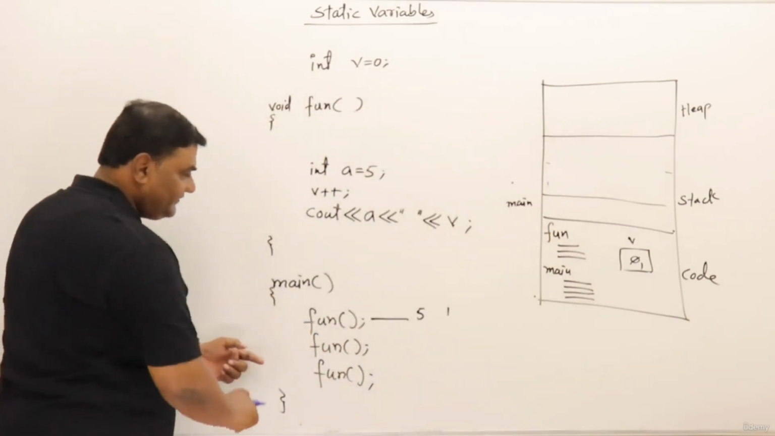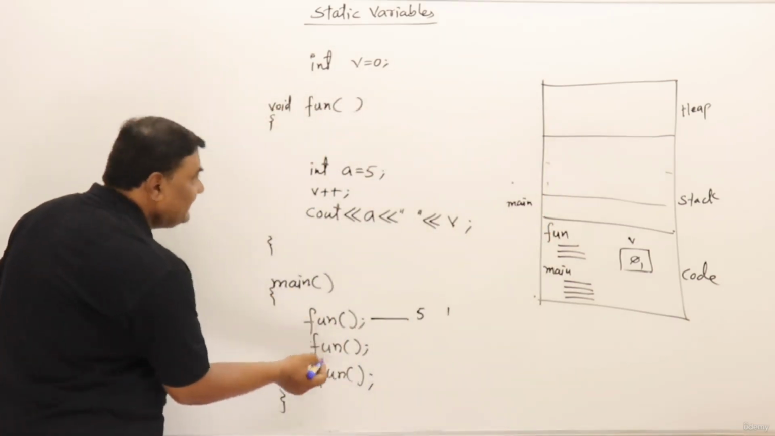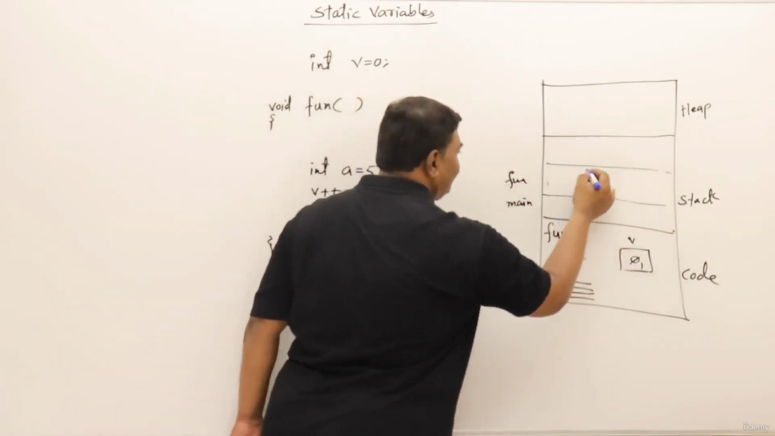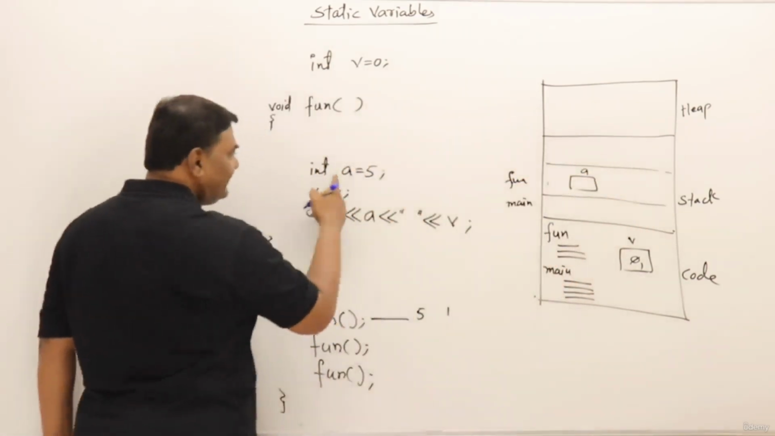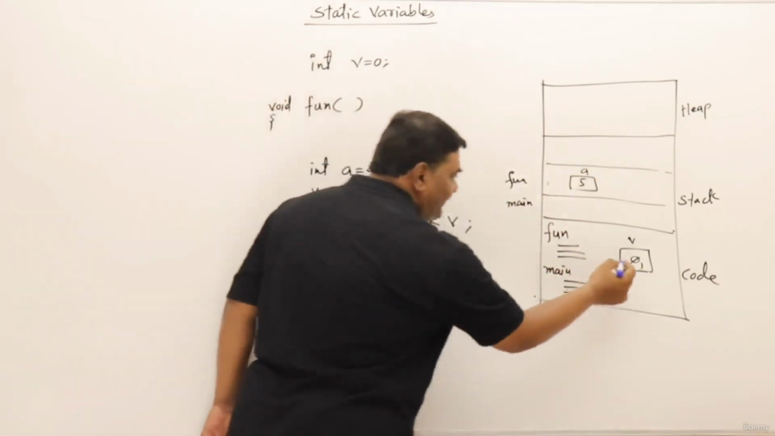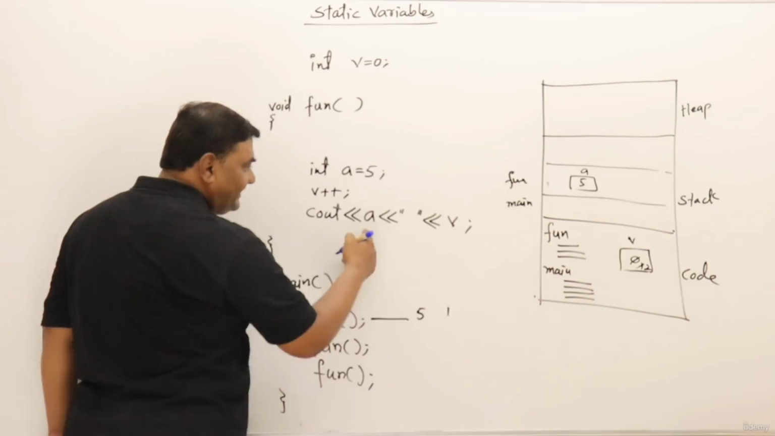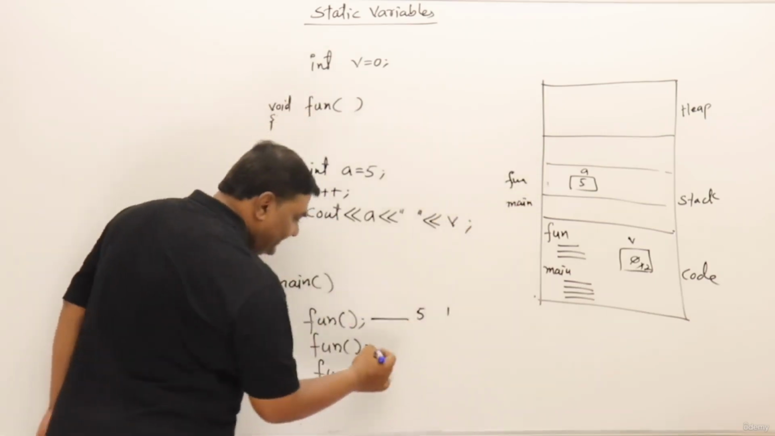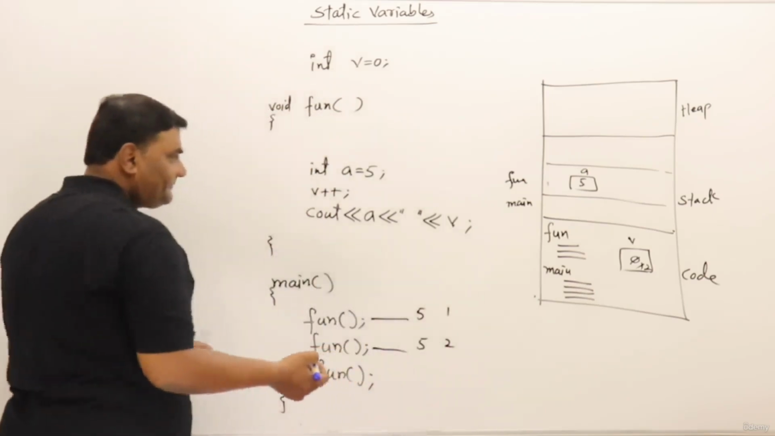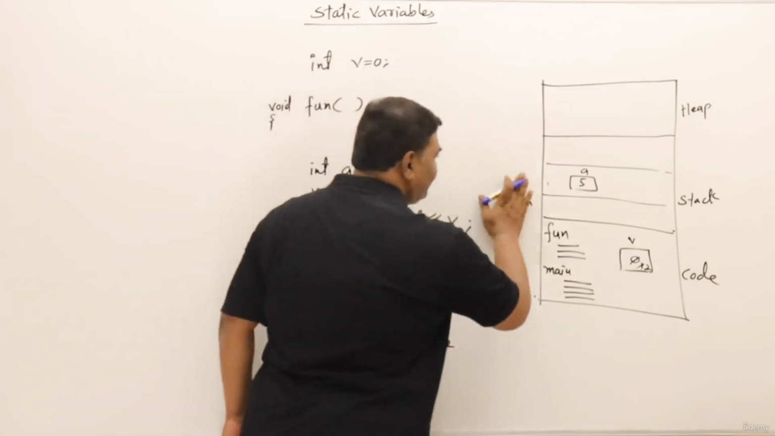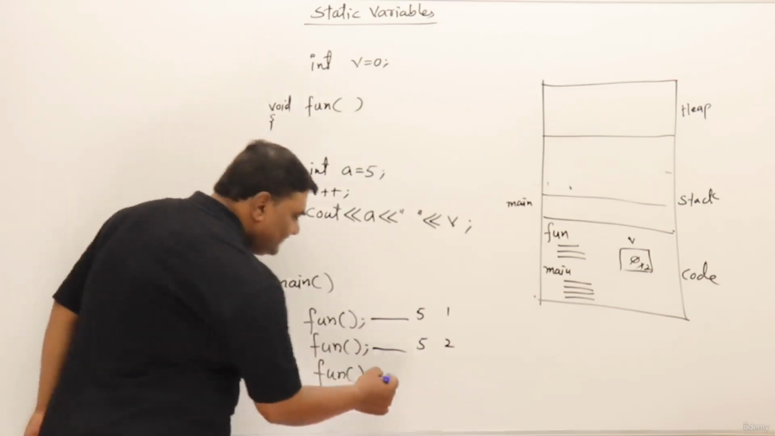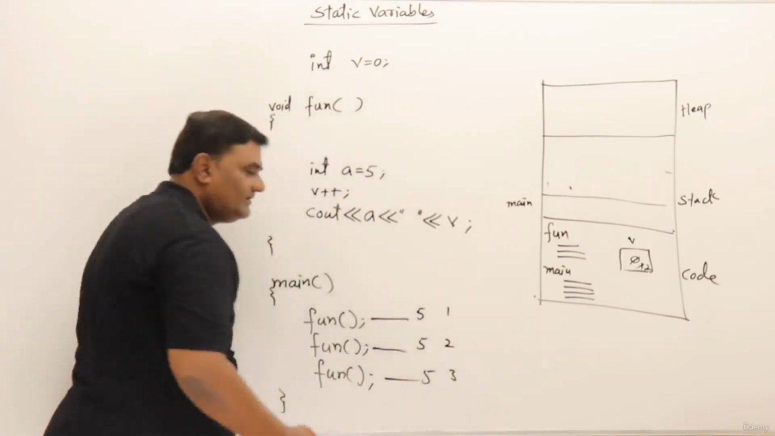Then it comes back to the main function. And what is the next line? Again the function call. The activation record is created, a is created with value 5. Then v++, v becomes 2, and print a, v. a is 5 only, and v is now 2, as it's a global variable. Once the function ends, again the activation record is deleted. Now when I call it again, 5, 3 will be printed.